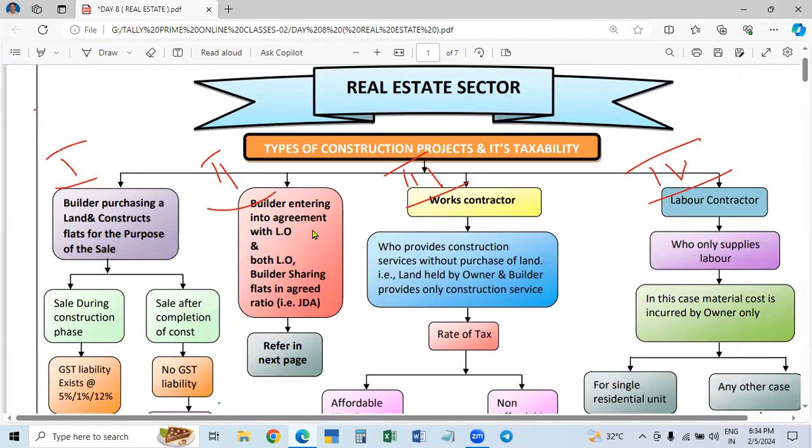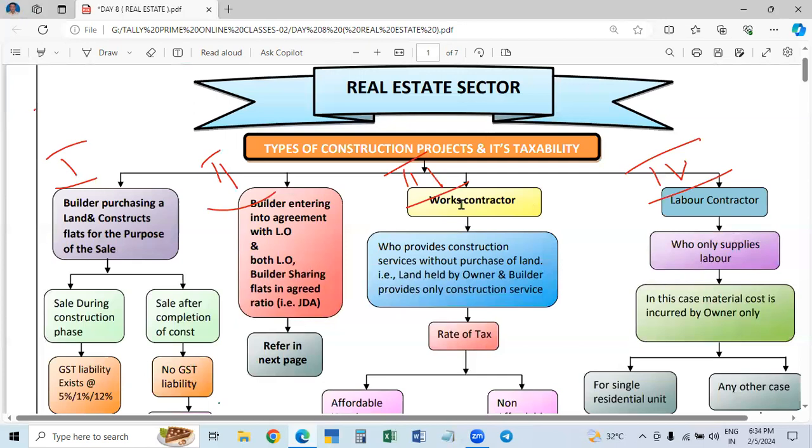After this, both the landowner and the builder will enter into an agreement called JDA. The landowner will give a right to the builder, called TDR, transfer of development right, to make the building, that is, to construct. So the builder will spend all the money and construct the buildings, construct all the residential units, and then both will share as per the agreement. That we will take up then.